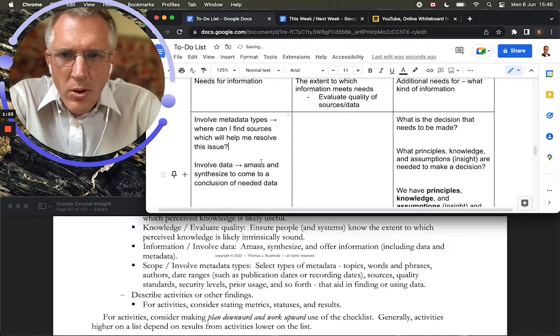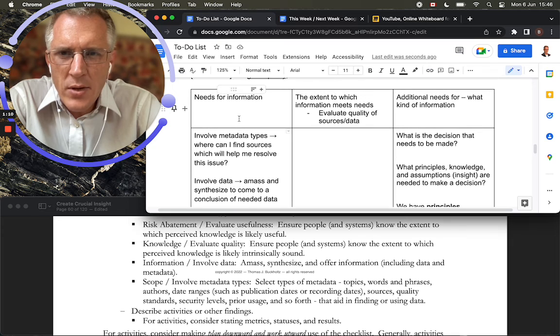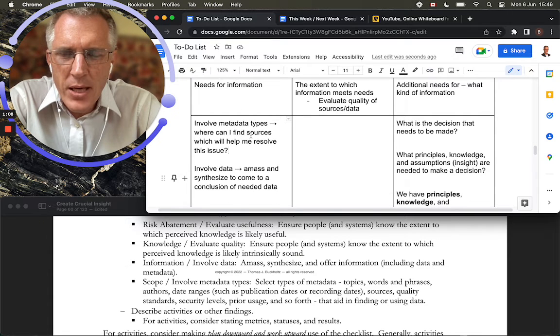And then I need to pull out data, right? I need to synthesize that data. That's step number 2, is to amass, synthesize, and offer information. All right, so what does that sound like? I need information. So this is the space between ideas.